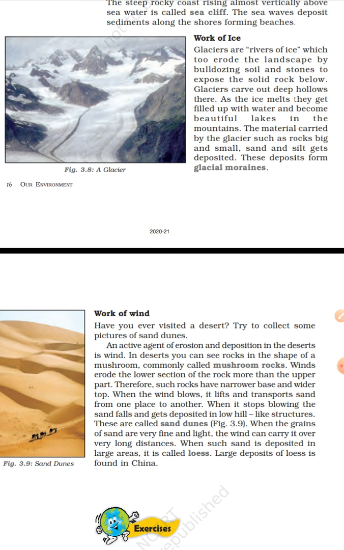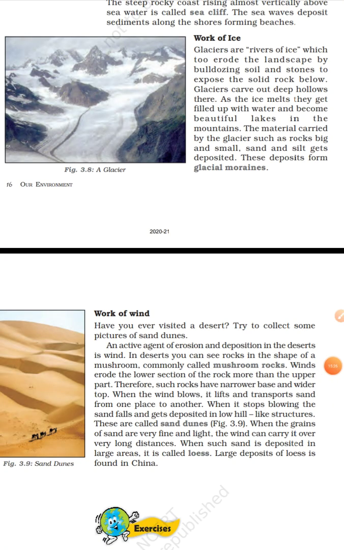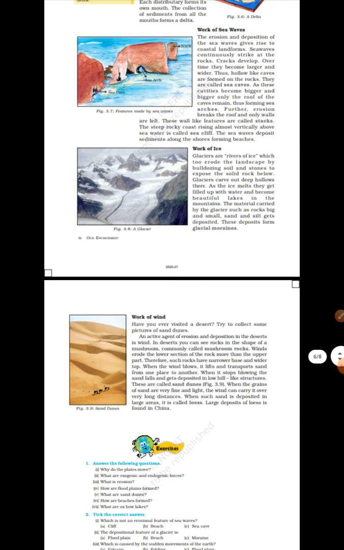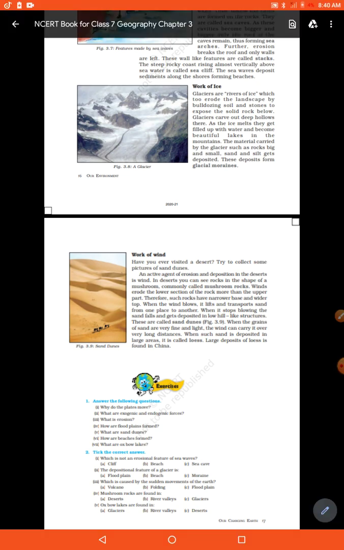When such sand is deposited over a large area, it is called loess. A large deposit of loess is found in China. We also have a great desert, the Thar Desert, which is located in Rajasthan and partially in Kutch. So, students, this is all about this chapter. I will give you another piece of information in the recapitulation. Thank you.